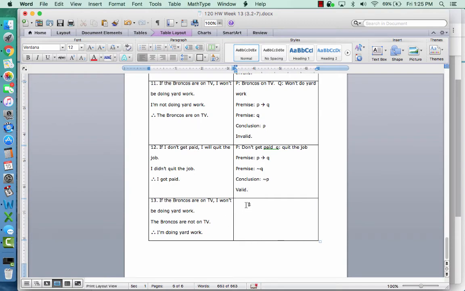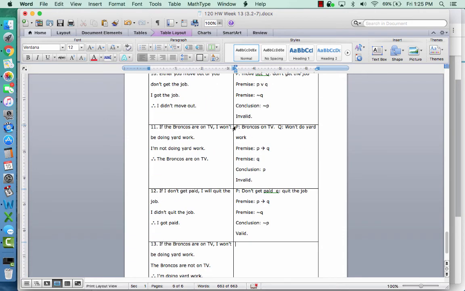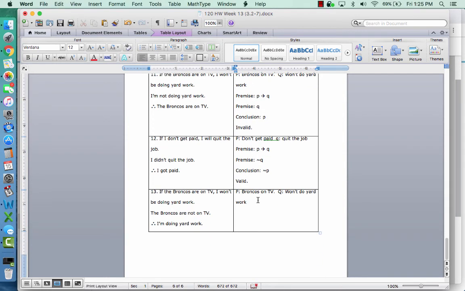Okay, then the last one. If the Broncos are on TV, I won't be doing yard work. So I'm going to copy this. Broncos on TV is P. Won't do yard work is Q. Okay, so the first premise is an if-then. So if P, then Q. Second premise is Broncos are not on TV.